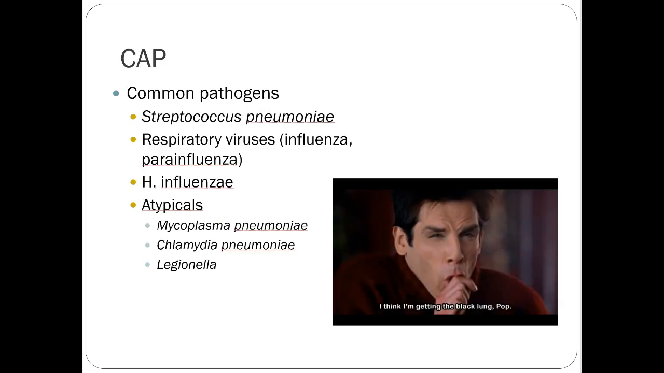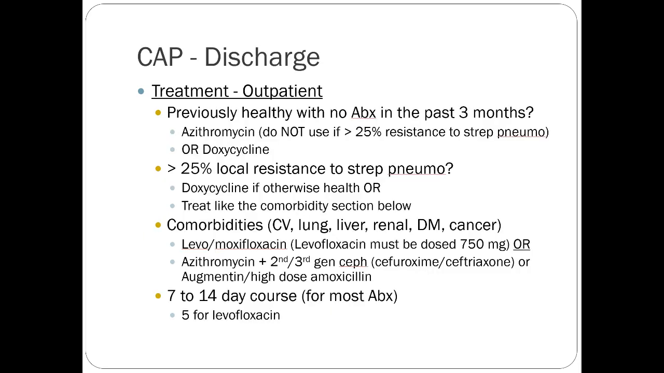Okay, common pathogens: strep pneumo, respiratory viruses, of course. Viruses and bacteria can live together, so you can diagnose pneumonia on some sort of x-ray, chest x-ray or maybe more advanced imaging than that. H. influenzae and your atypical pathogens. So Mycoplasma, Chlamydia pneumoniae, and Legionella are the three atypicals. Most commonly, Mycoplasma is the one you're going to, well, not see because you don't really culture Mycoplasma, but that's the one that would be most commonly associated with community-acquired pneumonia.